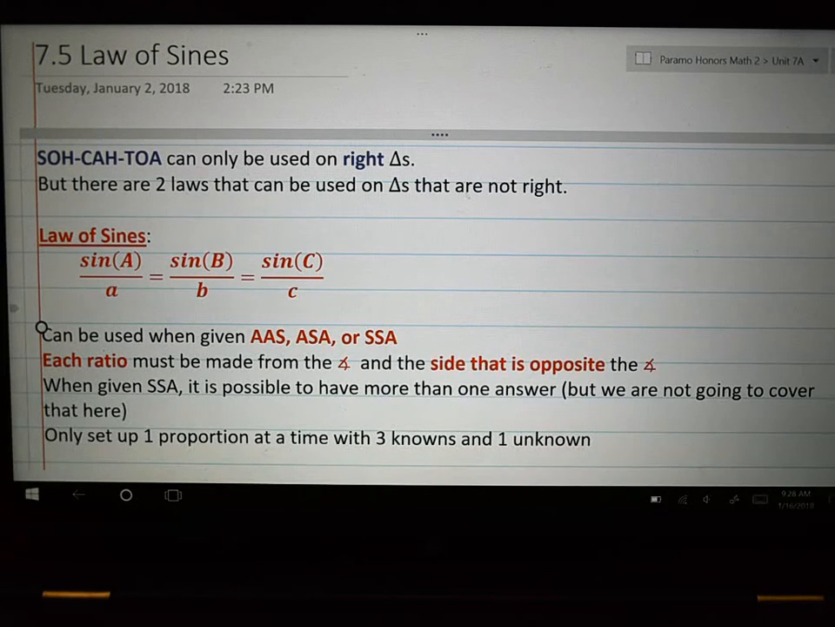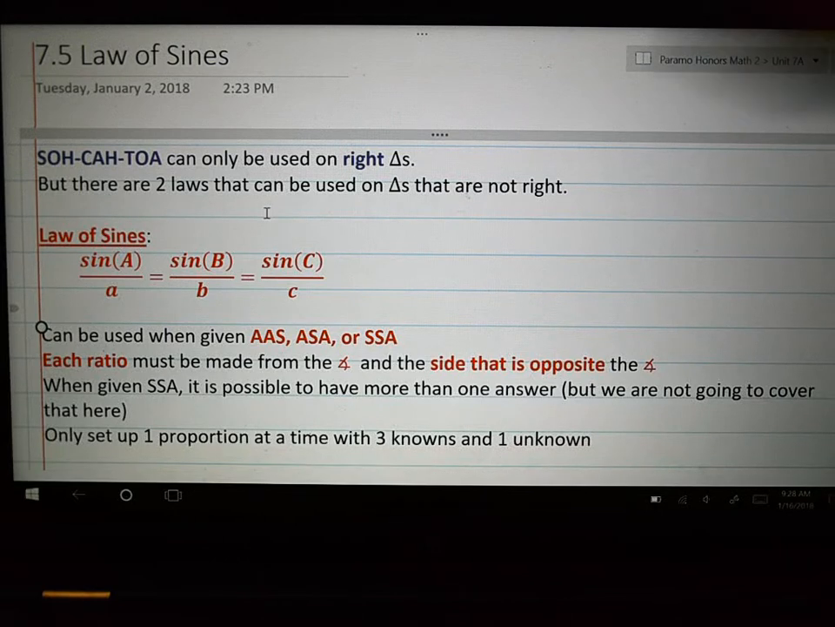7.5 is on the law of sines. Now, I'm used to teaching the law of sines in my AMA class. That's the one that comes after Math 3. But Math 3 Honors and AM and AMA all teach the law of sines, and we've added it to what you're doing in Honors Math 2. That way you can skip a class that we had in our old curriculum.